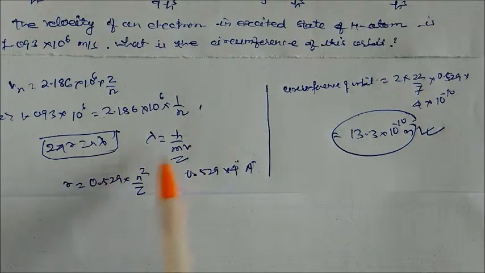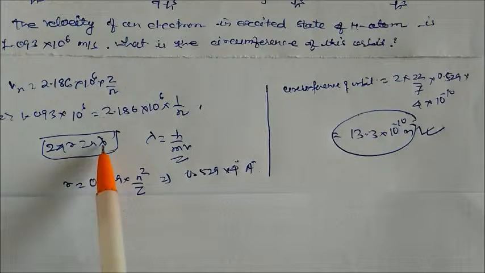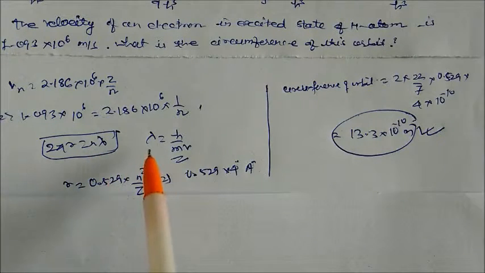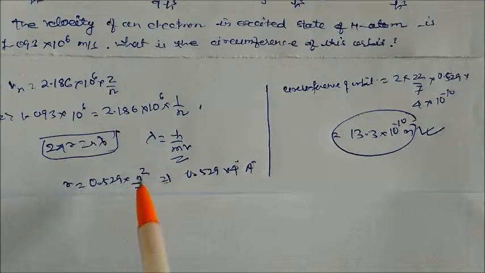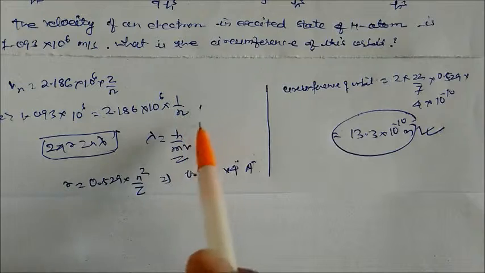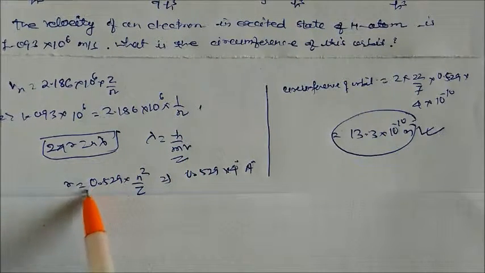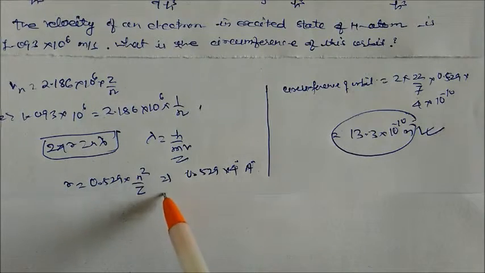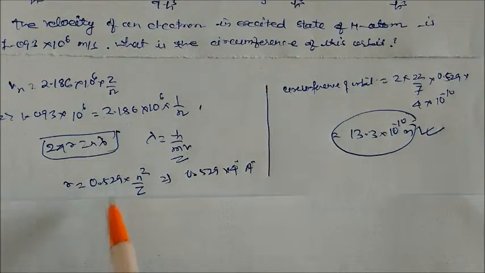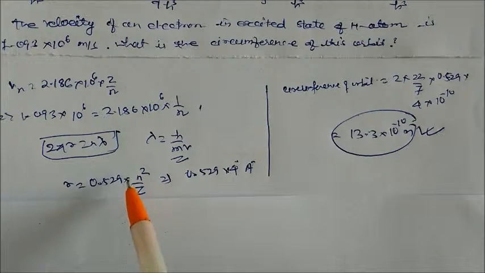Now the circumference of the orbit is 2 pi r. This is a circular orbit, so it equals n into lambda. This is the first equation. The second equation is lambda equal to h by v. So from here we will find this. The radius r equals 0.529 into n square by z. So from here, putting the value of n, you will get the radius.